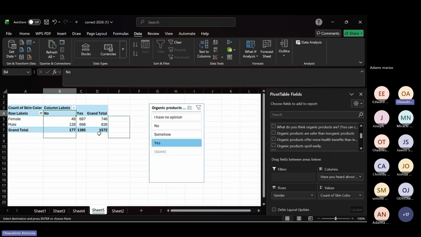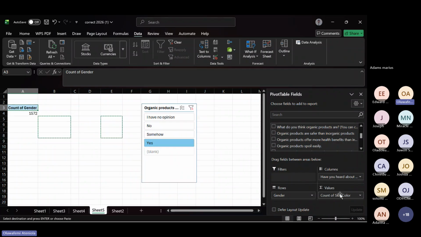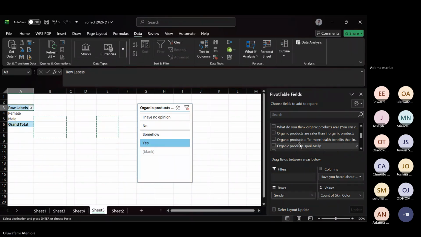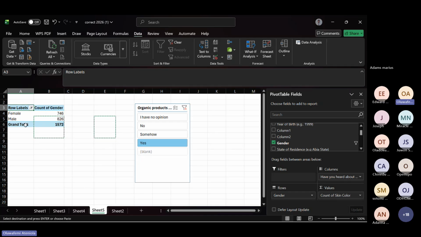So this is the percentage of yes, meaning 49 females. Let's take this skin type out. Good. What question is asking, have you heard of organic products? Good. Let's just bring count of gender here. This is gender. Just hold on. And then I bring gender here again. Good. So this is the total number of boys and total number of girls we have.